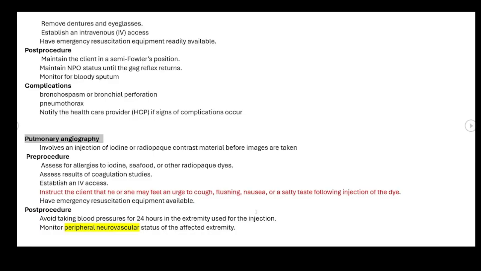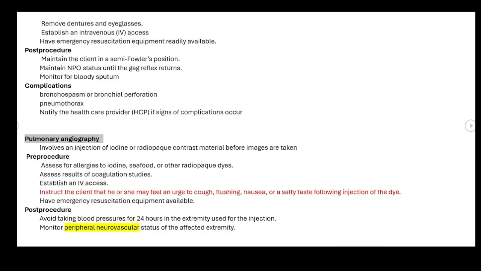Now, when they come back from this procedure, you want to always make sure that you avoid blood pressure on the site where the contrast was injected. It's all because we don't want bleeding to occur in that place. Usually they use a very big vein, so that's why we try as much as possible to avoid bleeding.